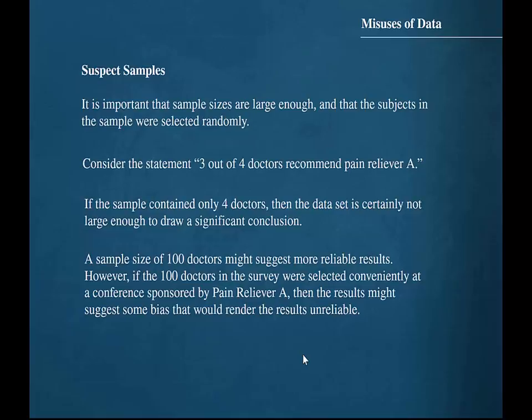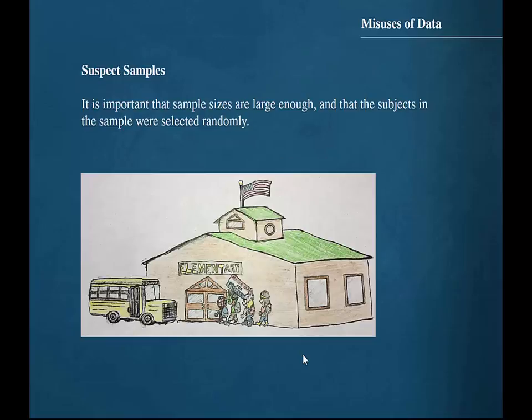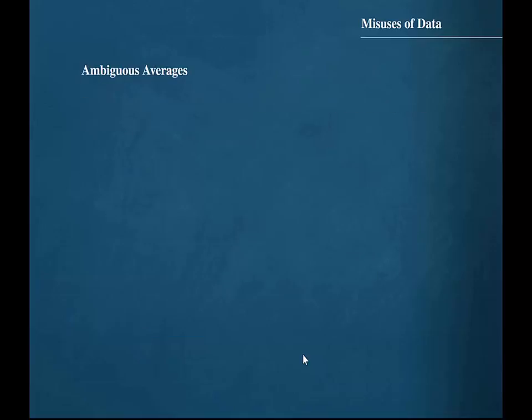However, if the 100 doctors in the survey were selected conveniently at a conference sponsored by pain reliever A, then the results might suggest some bias that would render the results unreliable. If news media outlets relied on samples taken at elementary schools for election polling, your favorite superhero could very well be mistakenly reported as the frontrunner for the presidential election.